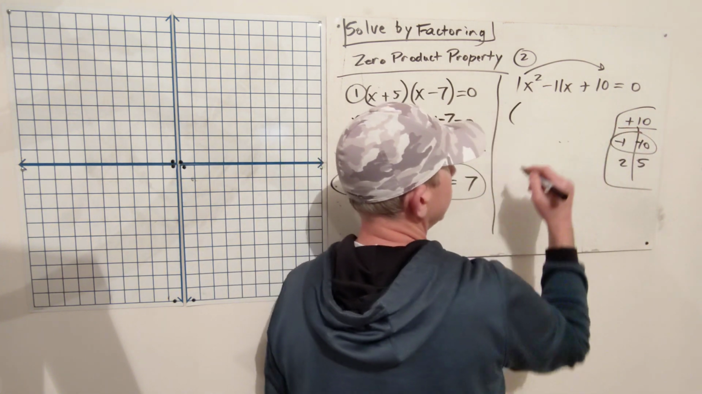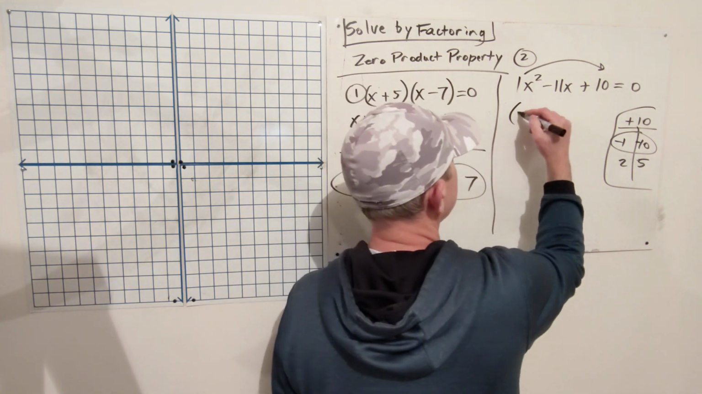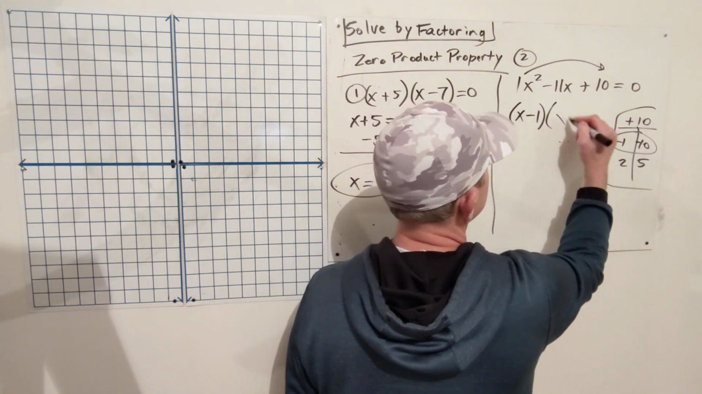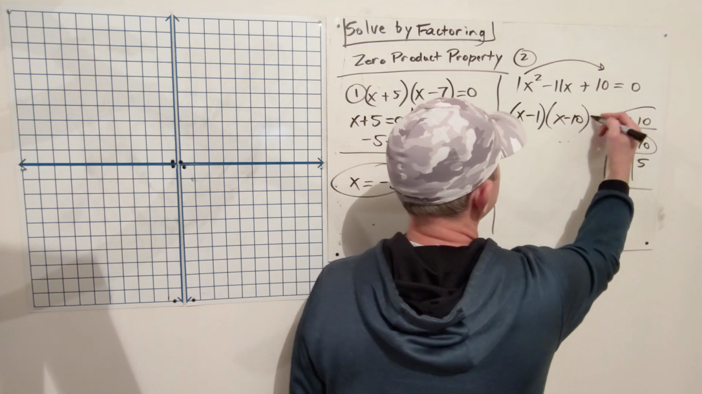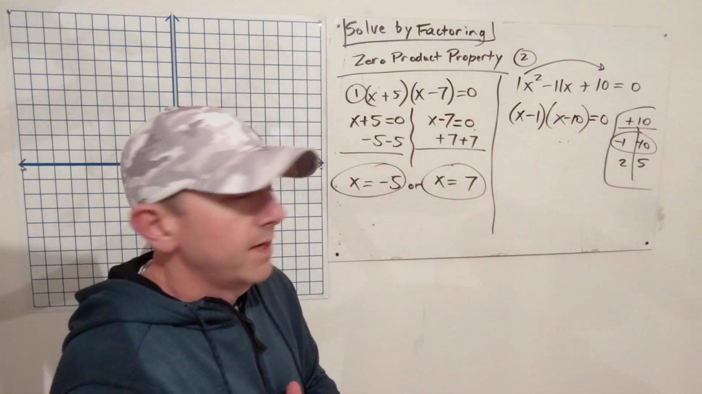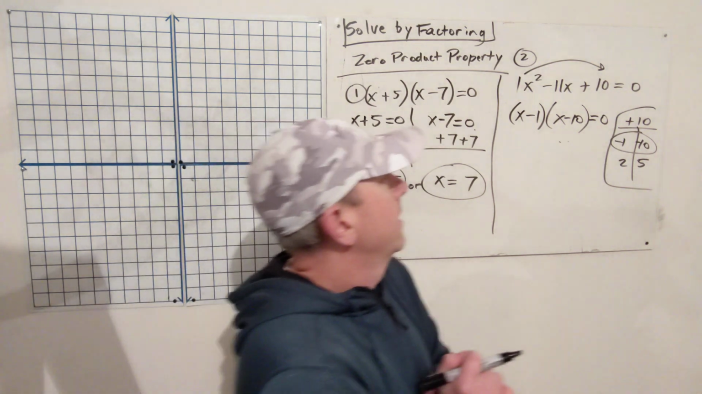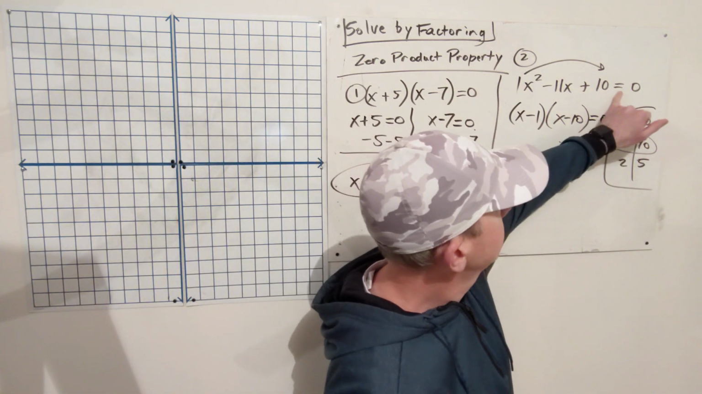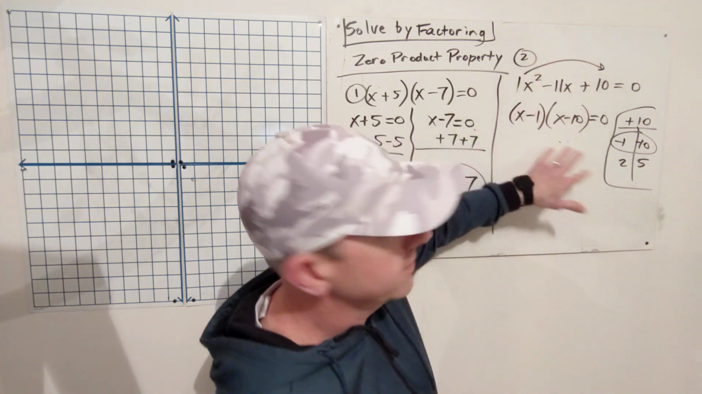So our factored part here, which we've already done, so I'm not going to spend too long on this, x minus 1 times x minus 10 is equal to 0. So how is that different from what we did 2 weeks ago on the test back before spring break? Well, the difference is that this is equal to 0. Before we just factored and now we were done.